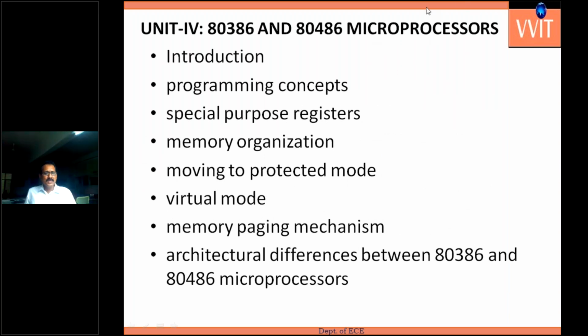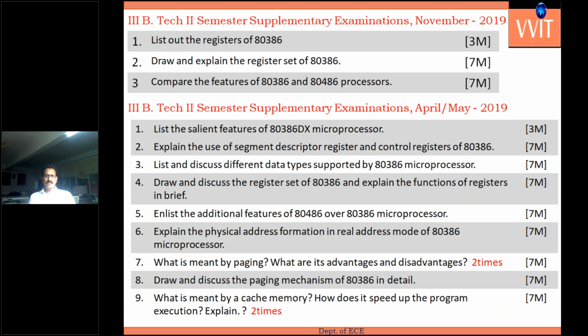Now the next and easiest unit, compared to the third or second unit in 8086, the fourth unit, is the 386 and 486 microprocessor. Introduction, programming model, special purpose registers, memory organization, moving to protected mode, virtual mode, memory paging mechanism, architecture, difference between the 386 and 486.